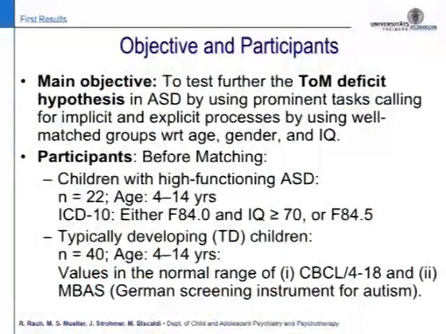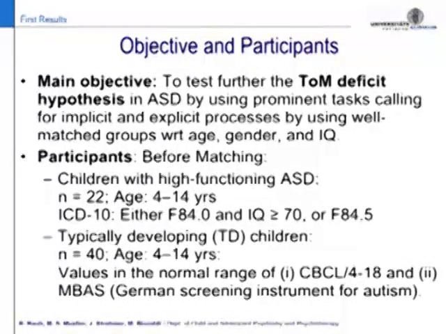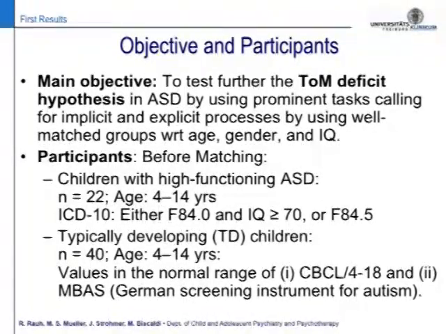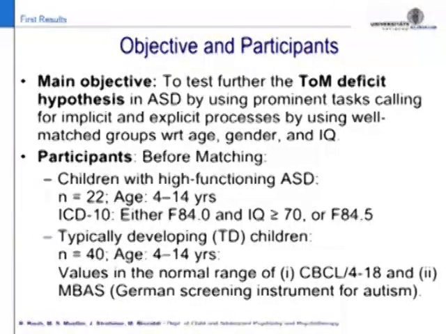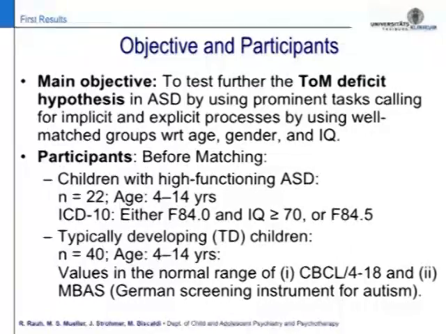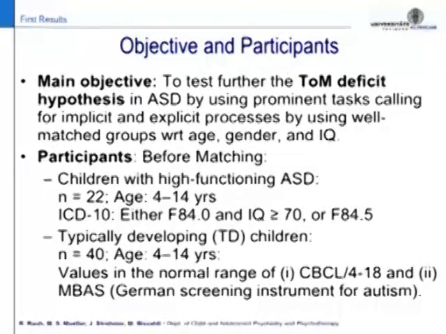Because we were not too happy with the matching of these first papers, we tried to well match the groups with respect to age, gender, and IQ. Before matching, our participants were 22 children with high-functioning autism spectrum disorders in the age range of 4 to 14 years. They had a diagnosis of childhood autism with an IQ level above 70 or Asperger's syndrome. The typically developing children comprised 40 participants, also in the same age range, and we checked them for not having any psychiatric disorder via the CBCL 4 to 18 and the German screening instrument for autism.